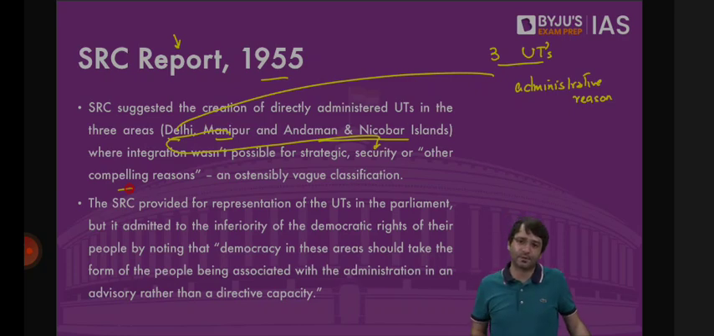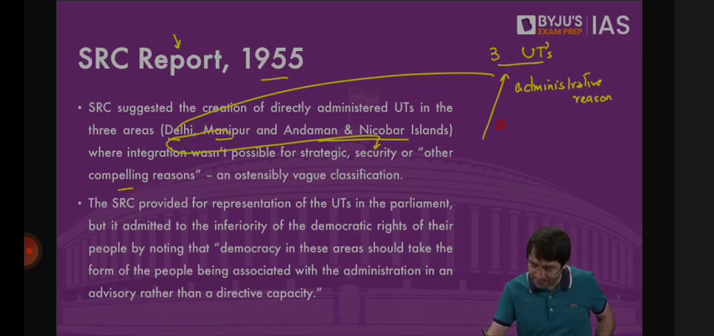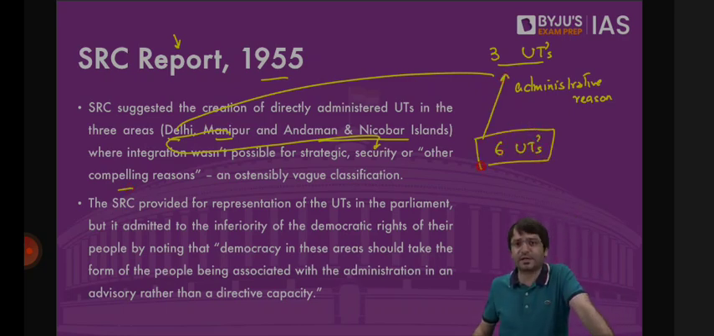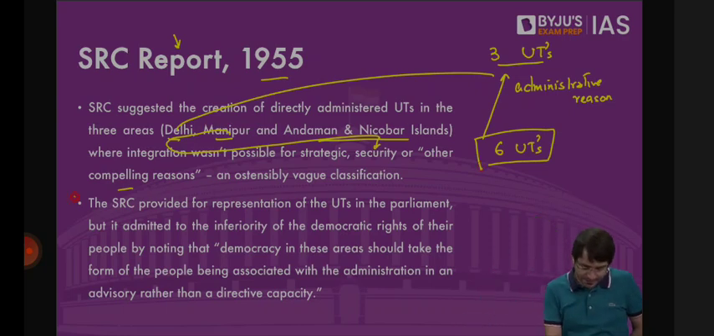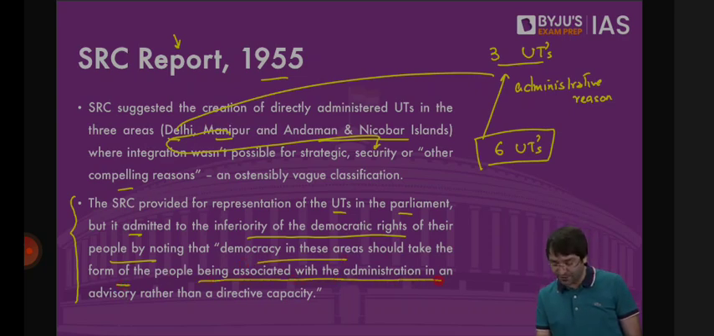But once this report was partially accepted, the parliament, instead of creating 3 union territories, created 6 union territories. And what was the logic given by the government? The States Reorganization Commission provided for the representation of UTs in the parliament. That means for all these UTs, they should elect MPs to Lok Sabha. But it admitted to the inferiority of the democratic rights of their people by noting that democracy in these areas should take the form of the people being associated with the administration in advisory rather than directive capacity.